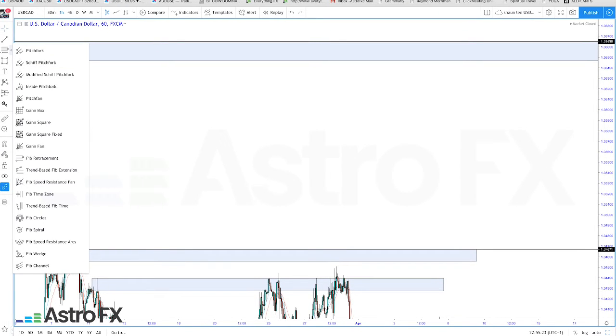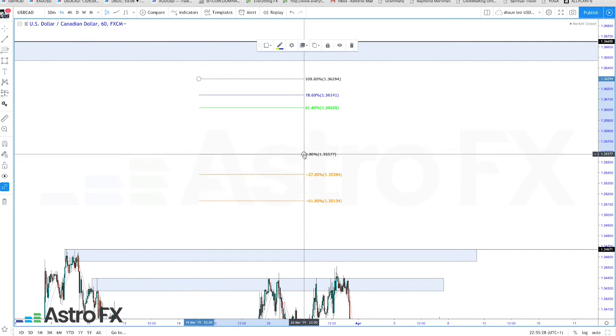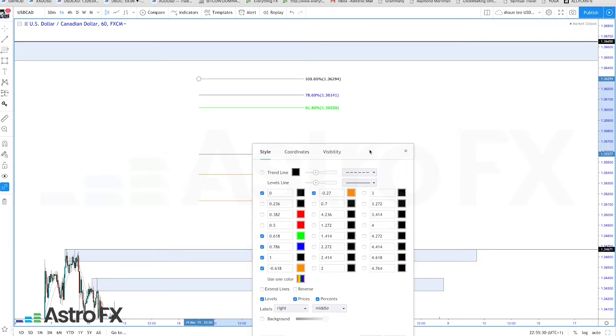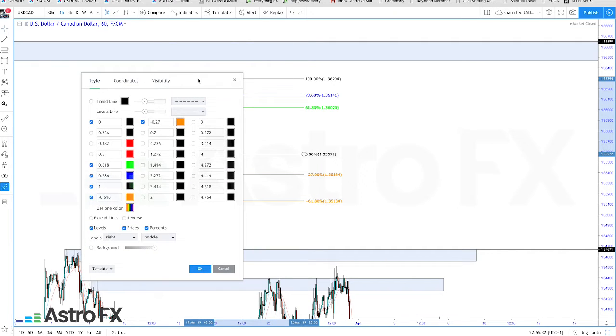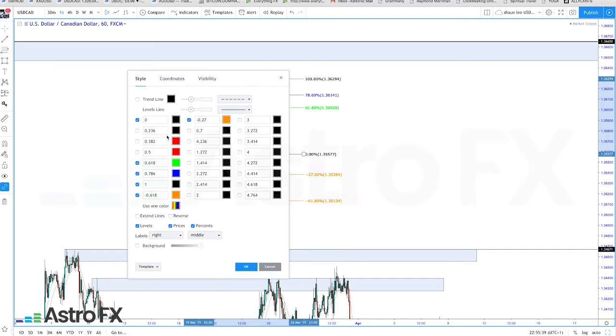As you can see, left toolbar, snap, Fib retracement. I'm going to go ahead and draw a Fib retracement on here at the start to solidify which levels we are exactly using. Now you need to go ahead and put your settings the same as mine. Trend line, we want to take that off. 0, check. Uncheck, uncheck, uncheck. 0.618, check. 0.786, check. 1, check.